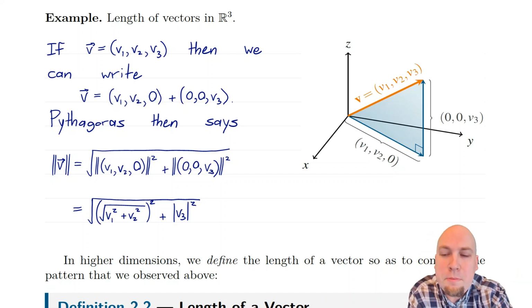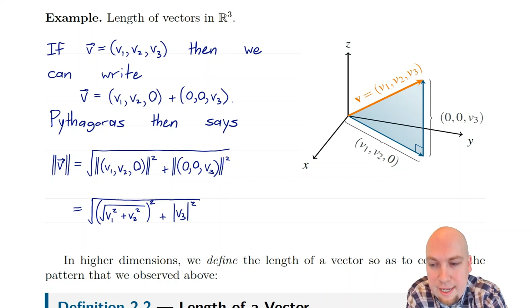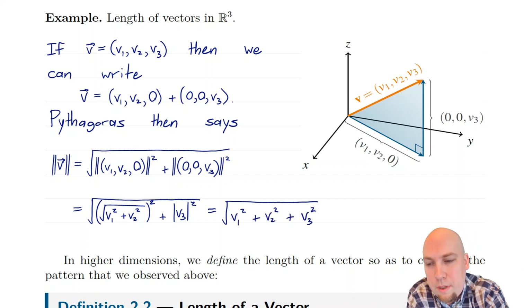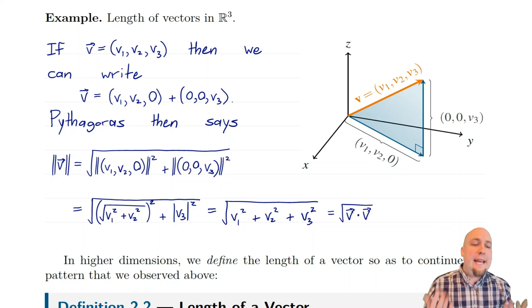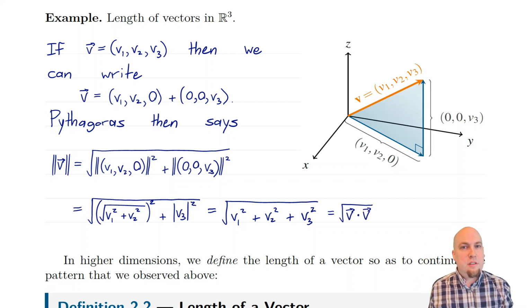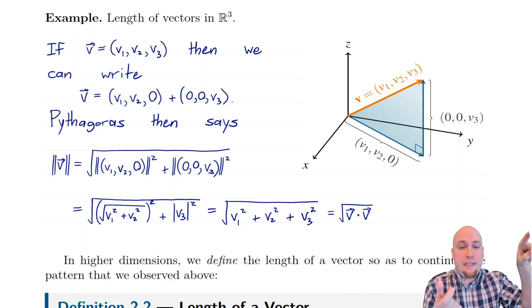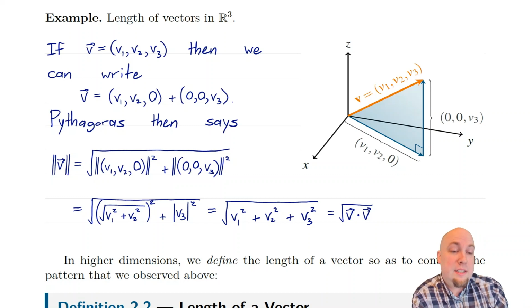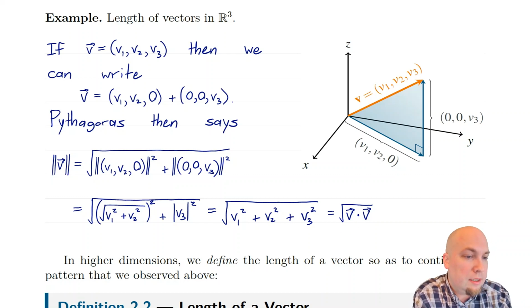Okay, and then from this point, let's just simplify things a little bit because I've got a square root squared and silly things like that. So after I simplify a little bit, I just get v1 squared plus v2 squared plus v3 squared, all square rooted. And again, another way to write this is just dot product of v with itself, and then all square rooted at the end of the day, because that's exactly what's going on here. First entry of v times first entry of v, plus second entry of v times second entry of v, plus third entry of v times third entry of v. Well, that's the dot product.